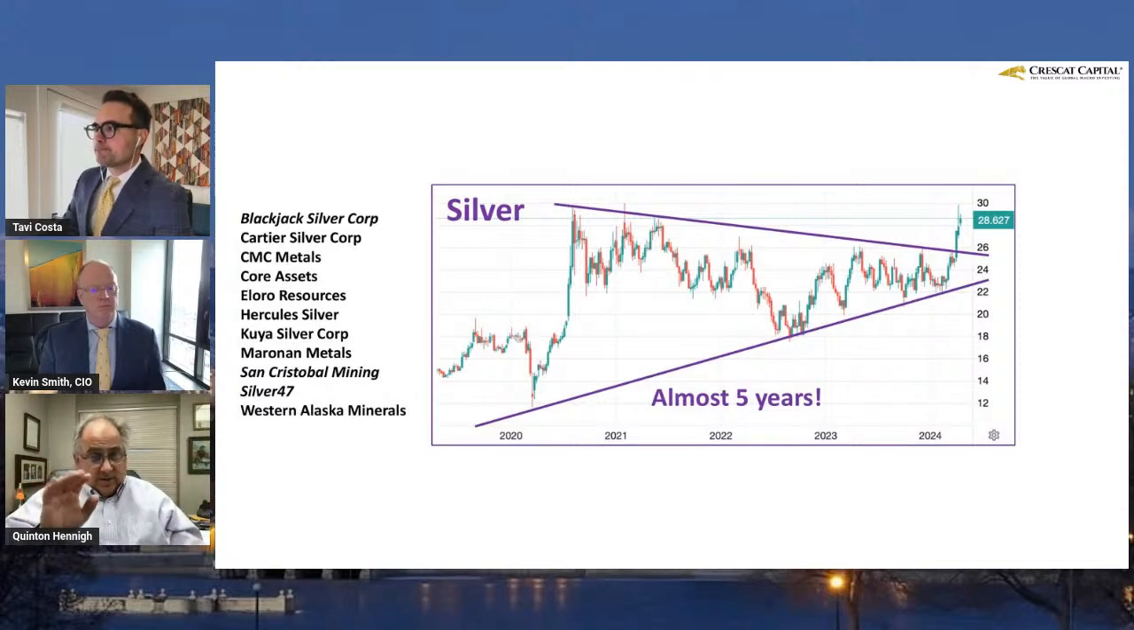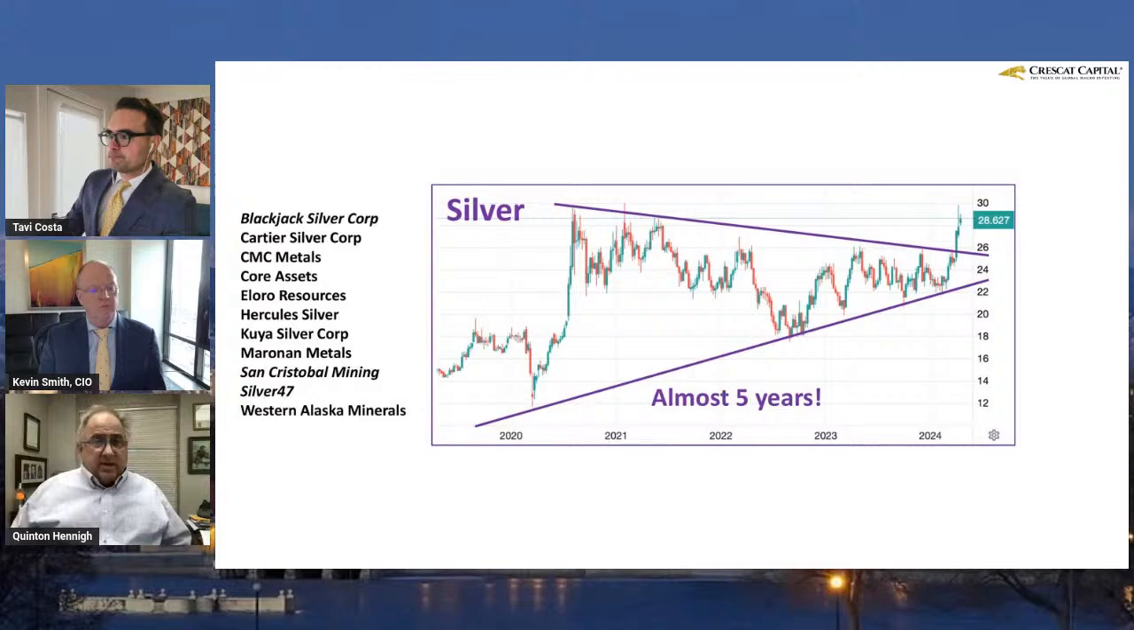Now, some of these names you'll see in a couple of spots, but these are ones where I would say silver is a primary driver of value. Okay, and we do have some really big stories. I mean, Blackjack Silver. I know I haven't talked about it per se that much, but I think most people know we're invested in it.